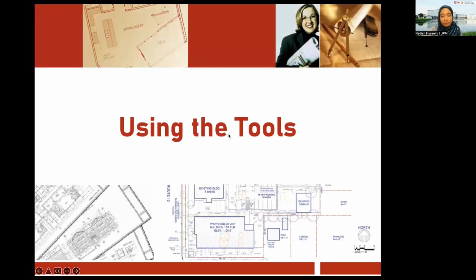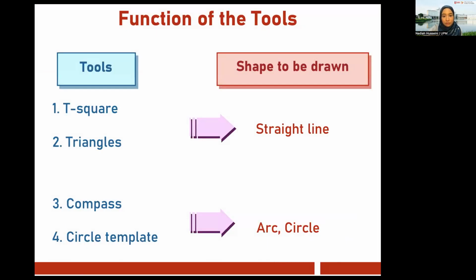Okay, moving on. Then how do we use these tools? For the T-square or triangles, this is another thing. We also need triangles. I think previously we didn't cover this. T-square and triangles make for straight lines, and the compass or a circle template makes for the arc or circle. We know what an arc is. We have already seen this in AutoCAD.